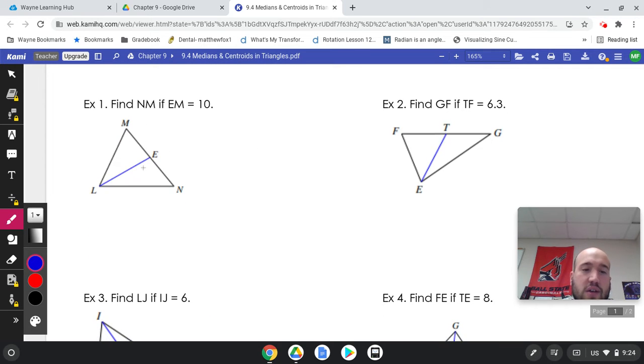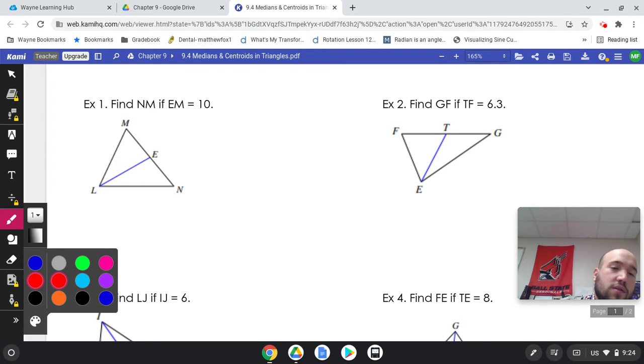So right here, EL is our median, which tells us if EL is the median, this is the vertex, this is the midpoint. So we know that EM and EN are the same. So I could mark like this. Therefore, if EM is 10, we want to know what NM is, the whole thing. 10 plus 10 will be 20.